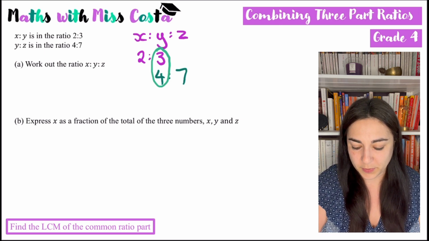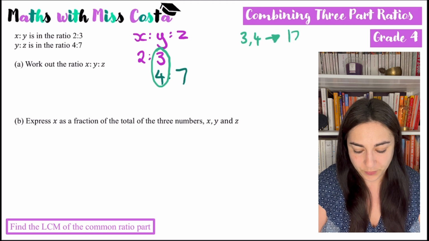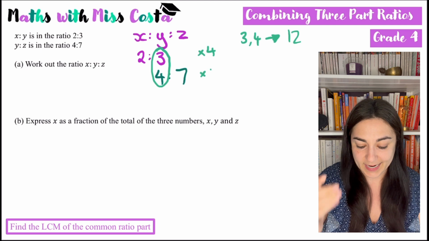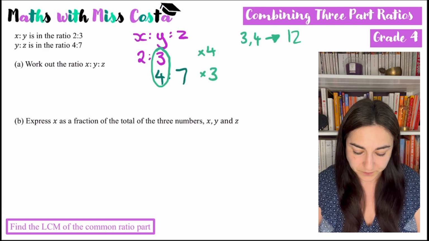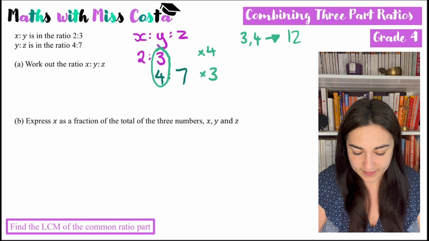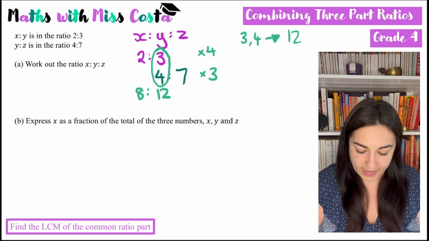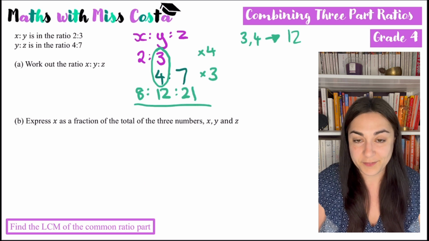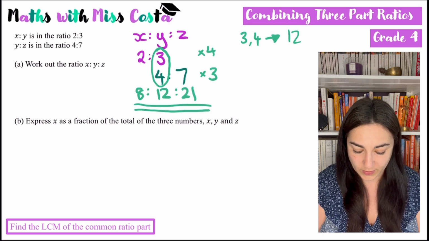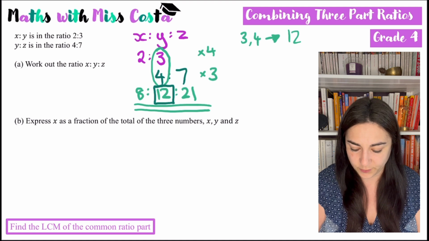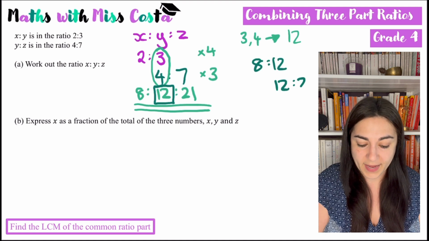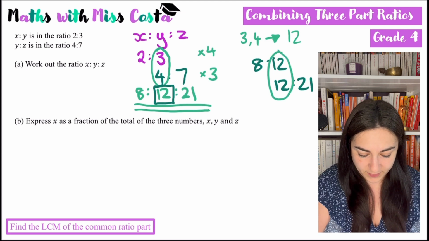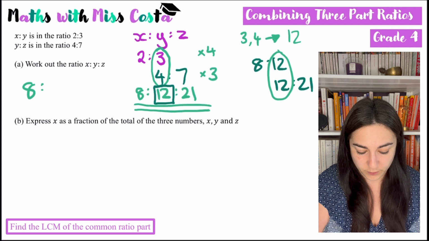So what I want to do is change it into equivalent ratios so that I have a common multiple. So the lowest common multiple of 3 and 4 is 12. So what I want to do is multiply this ratio by 4 and this by 3, and then both of my y parts would be 12. So 2 times 4 is 8, 3 times 4 is 12, 4 times 3 is 12, and 7 times 3 is 21. So when I've turned the middle part into equivalent ratio, technically it would have been 8 to 12 and then 12 to 21, but when you have a common part, you can just write them all together. So that's how I do that. The ratio x to y to z would be 8 to 12 to 21.